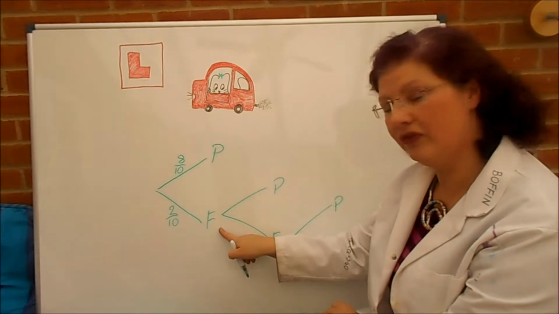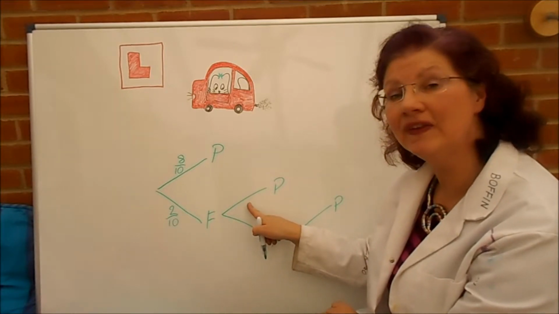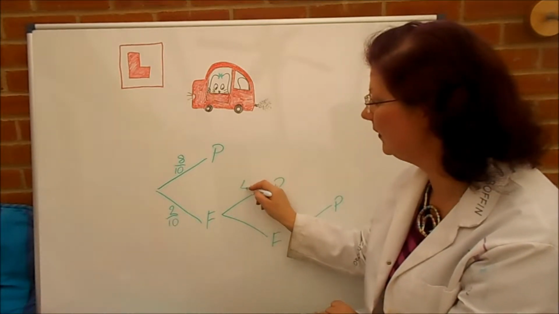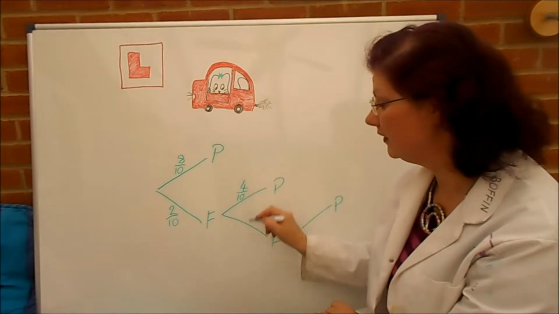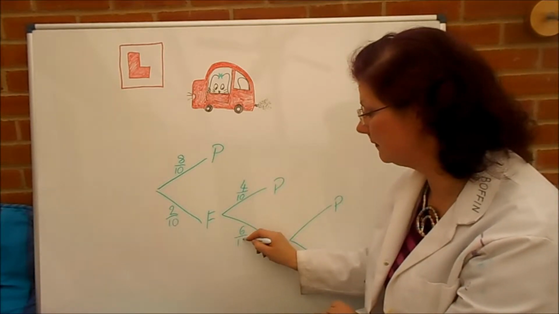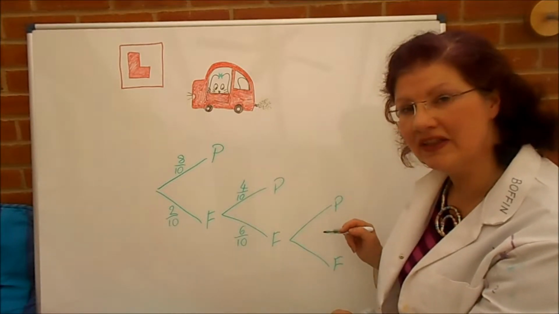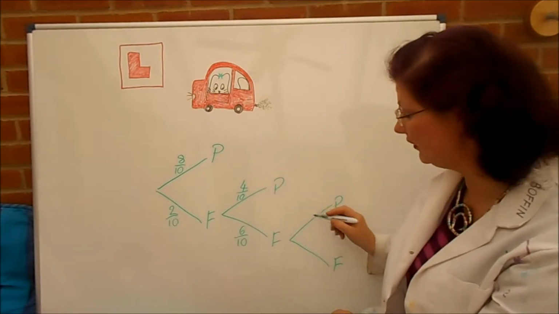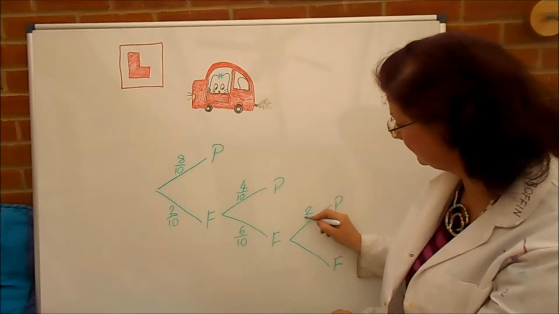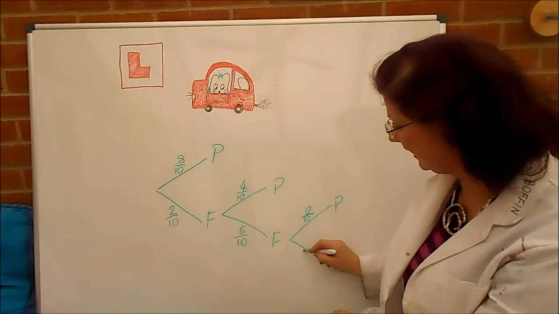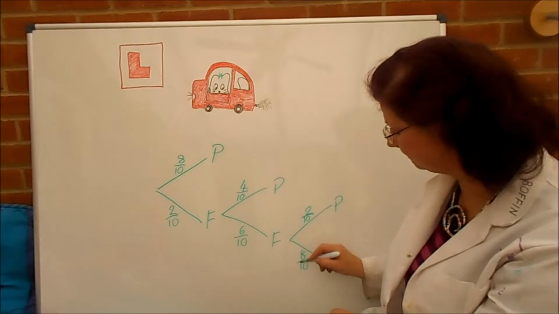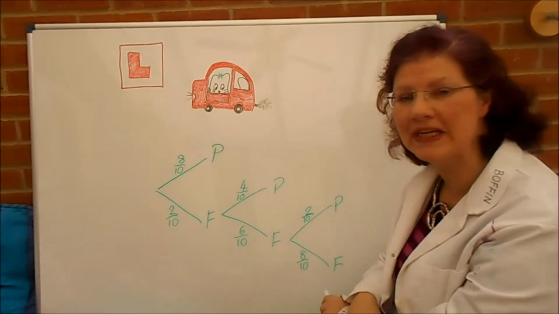If she fails the first time, then the chance of her passing the second time is halved. So that means that one is 4 out of 10. So this must be 6 out of 10. And similarly, if she fails the second time, the chance of her passing the third and final time is halved. So that's 2 out of 10. And 8 out of 10. Okay, so that's part A.